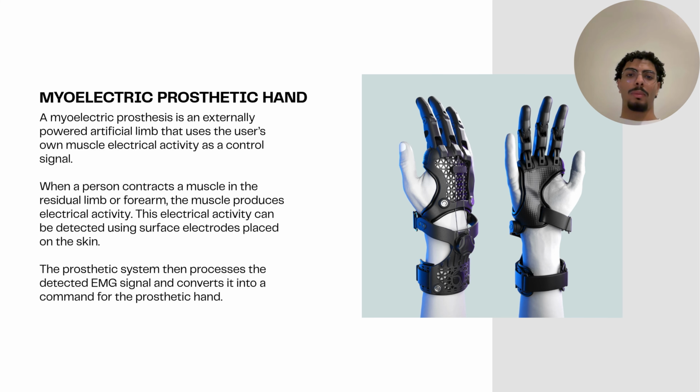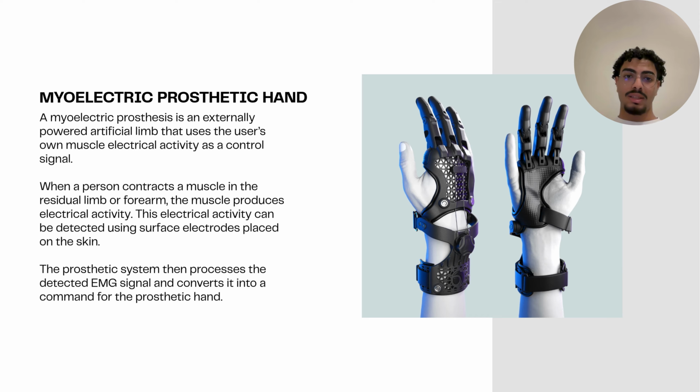So, what are myoelectric prosthetic hands? A myoelectric prosthetic hand is basically an artificial limb. This artificial limb uses electrical activity from the person's muscles as a control signal. When a person, for example, contracts a muscle in the forearm or any residual limb, the muscle produces a small electrical signal. These signals can be detected from the surface of the skin using EMG electrodes.